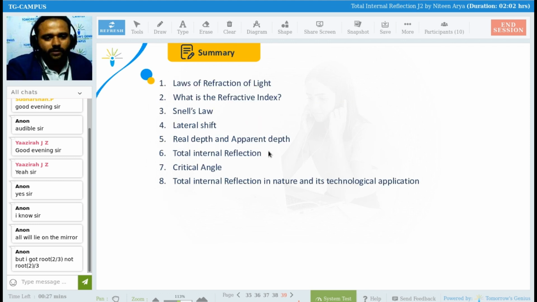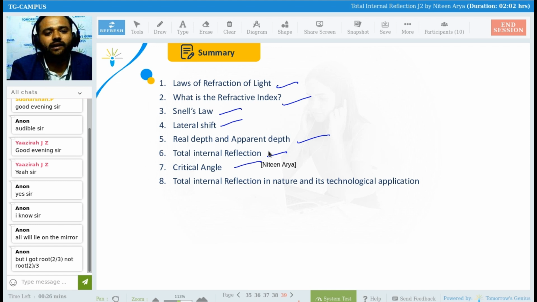Good. So in this particular class, what we have already done: laws of refraction of light, what is refractive index, Snell's law, lateral shift, real depth and apparent depth, TIR, critical angle, and total internal reflection in nature and its technological application. So that much we learned in this class. Theory wise we are done.